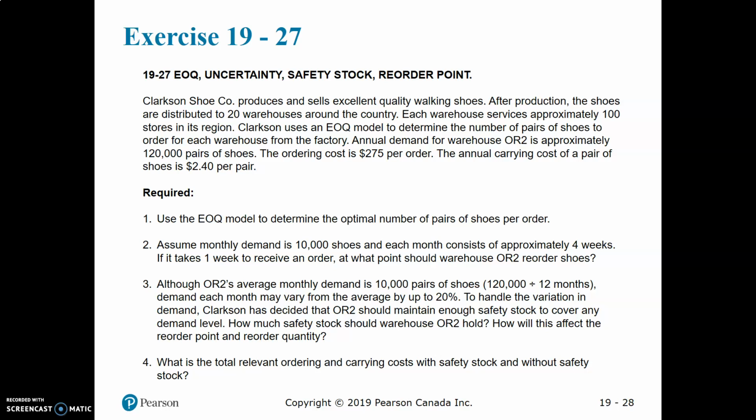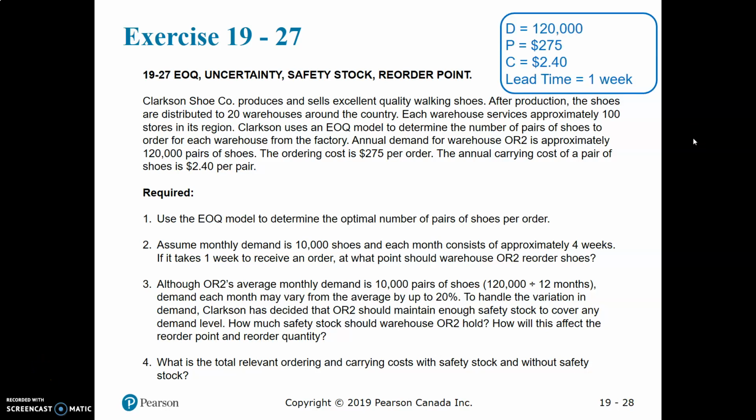Based on the information provided in this question, let's gather our key information. D, our annual demand, is 120,000 pairs of shoes. P, our ordering cost is $275. C, our annual carrying cost is $2.40 per pair.